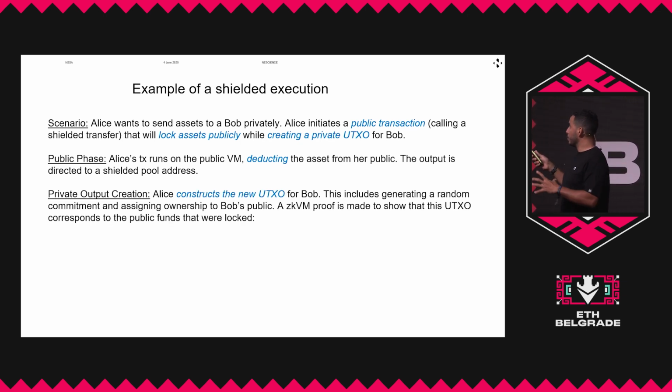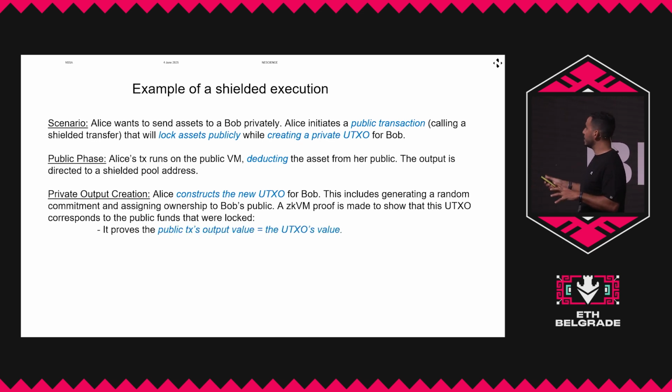On the private output, Alice will be building a new UTXO for Bob, and it will include generating a random commitment and assigning the ownership of this UTXO or note to Bob. Then there is a ZK VM that will show two things. It will show that the public transaction output value is equal to the UTXO value.